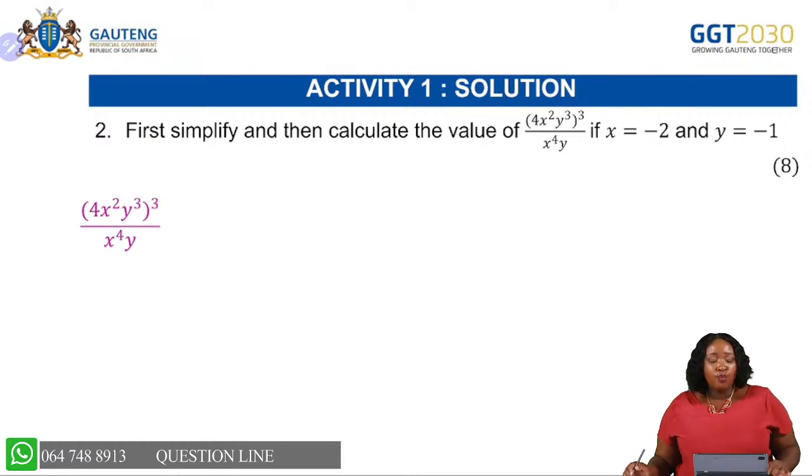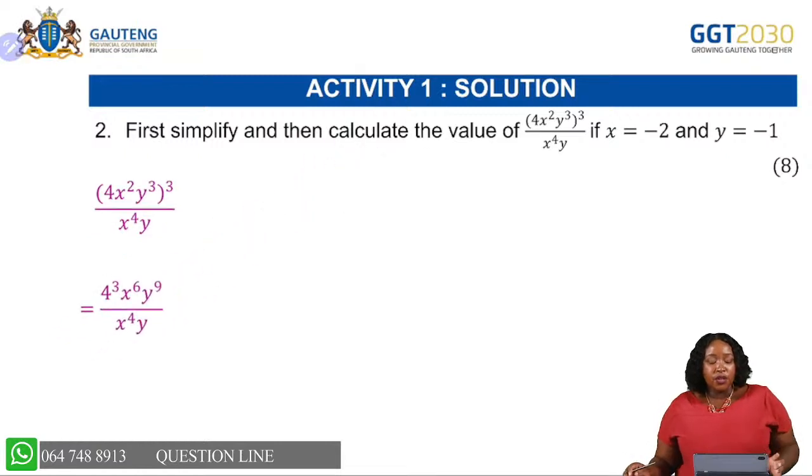actually a product raised to a power, right? Do you see that? That's for the numerator. So we have to distribute the exponent inside the bracket. That means we have to raise 4 to the power of 3 and x squared to the power of 3. That's 2 times 3, and that gives you 6, right? Because you have to multiply the exponents. And then y to the power of 3 raised to 3 will be 3 times 3, which gives you 9. Okay, that's where we're getting those. And then we still leave our denominator as x to the power of 4 times y.